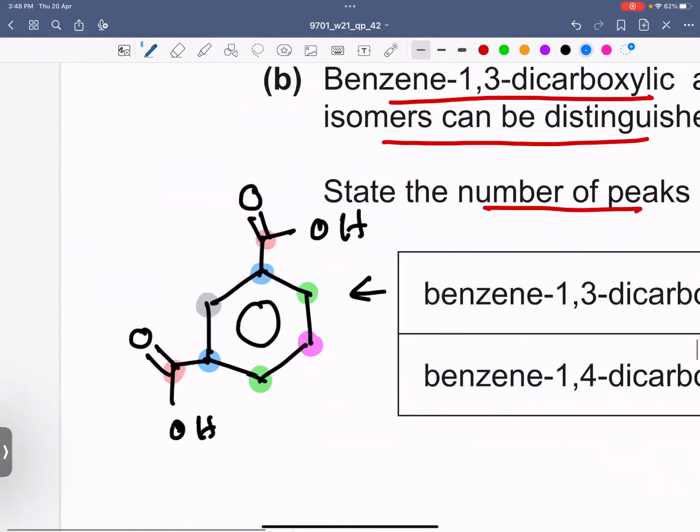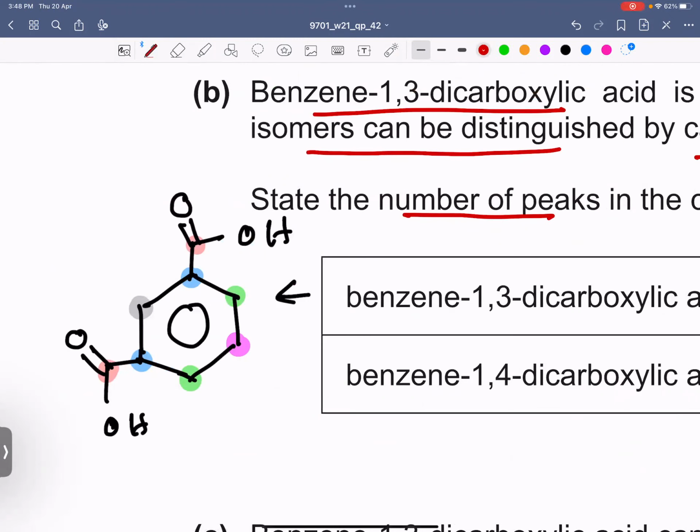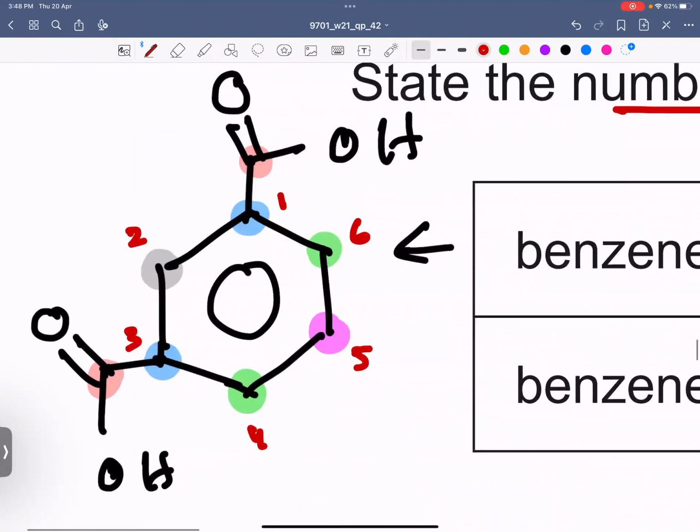Why? It's 1,3. See, if you see over here, if this is the first carbon, then this is the second and this is the third carbon, and then fourth, fifth, and sixth. So in this structure, I am getting 5 different environments. Because if you want to see over here, for example, on this carbon number 5, there are 2 hydrogens, right? On that carbon number 5, one of its neighbors is CH and the other neighbor is also CH, right?